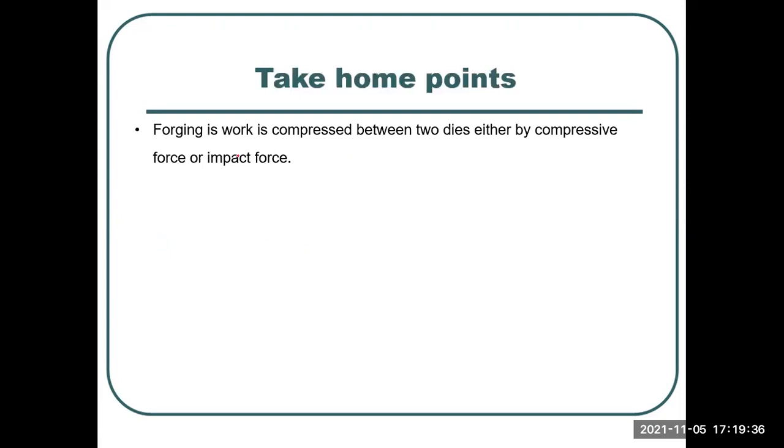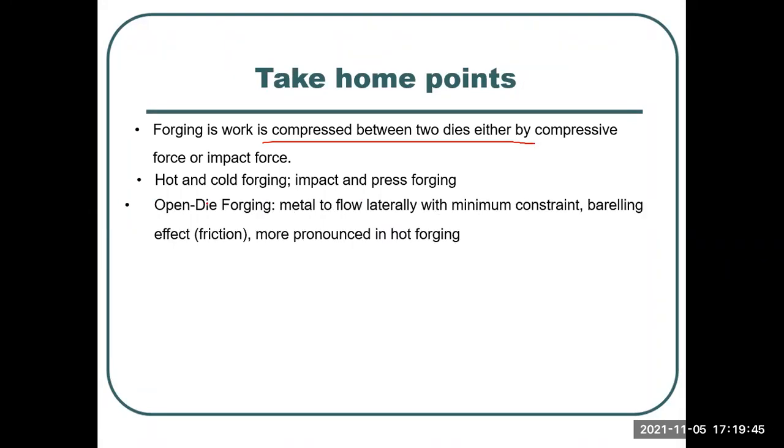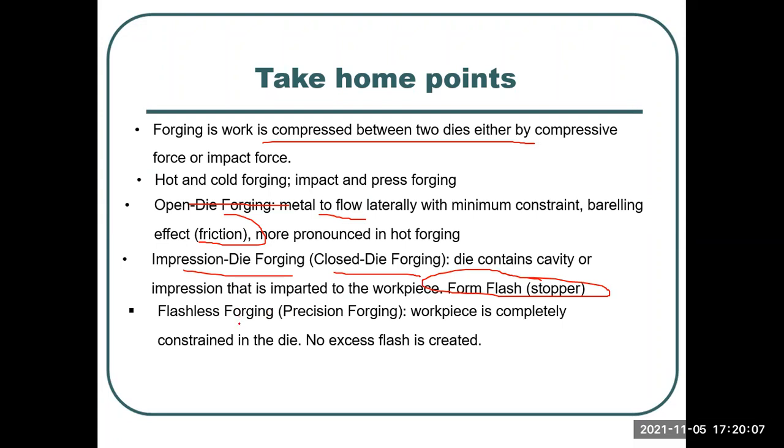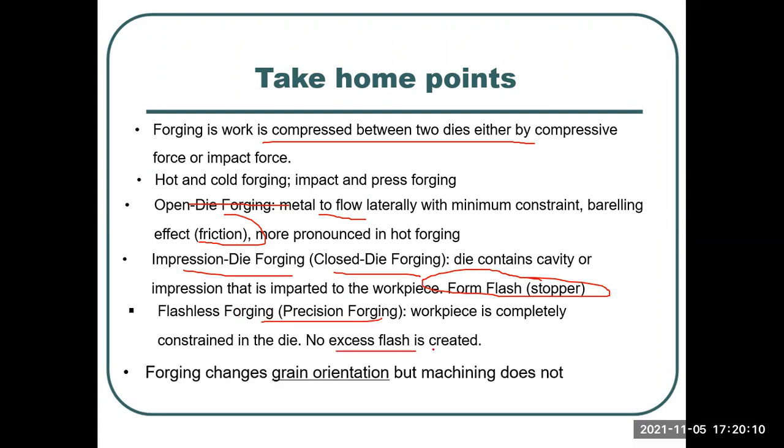Okay, so take-home points. Forging is compression between two dies, either by compressive force or impact. We have hot and cold, impact or press. We have open die forging, where metal flows laterally with minimum constraint. If you have a lot of friction, you will have barreling effects, and this is more pronounced in hot forging. Then impression die forging, closed die forging. Cavities or impressions in the die are imparted to the workpiece. The thing is, you're going to form a flash. The flash acts as a stopper. For precision forging, there is no flash. Forging can change the grain orientation, but machining cannot. Okay, so that is all.